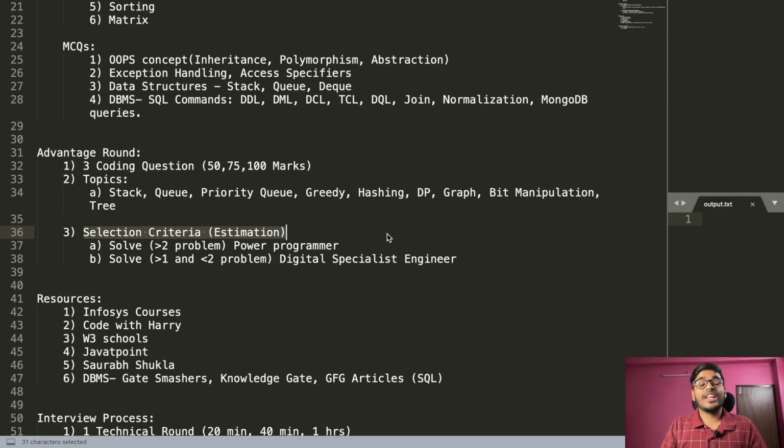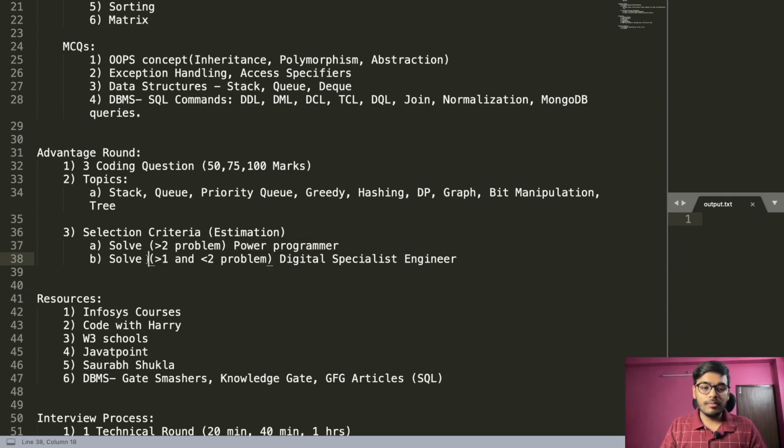If I talk about the selection criteria, this is an estimation. From the last 2 to 3 years, I have asked some of the seniors, and according to their responses I have decided this estimation. If you're solving 2 or more than 2 problems, then the chance is that you are going to get the interview call for power programmer, right?